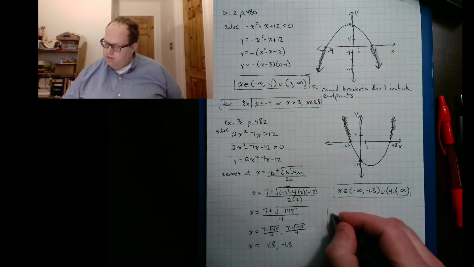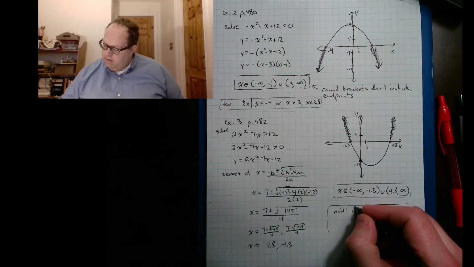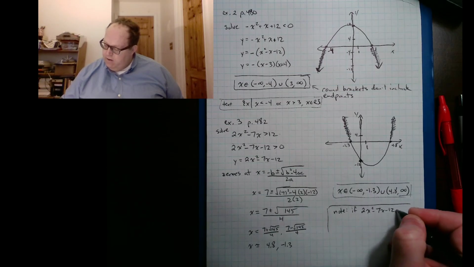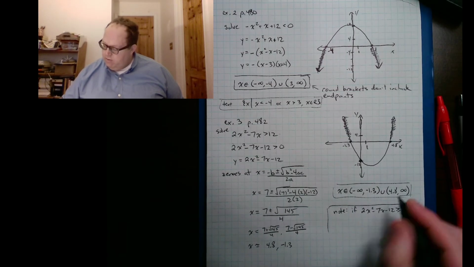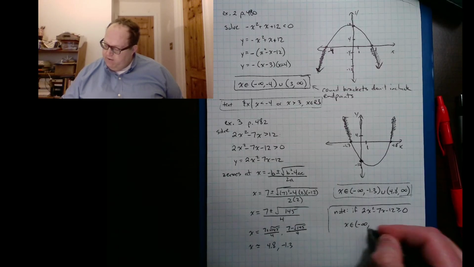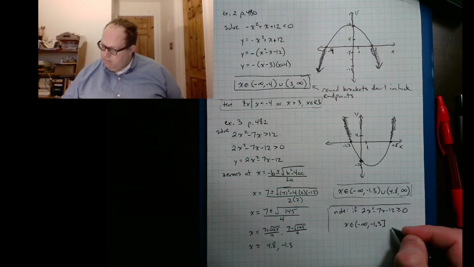And I just want to stress one thing. If this had been 2x squared minus 7x minus 12 greater than or equal to 0, then my solution would have been a round bracket on the infinities, but a square bracket on the non-infinite endpoints.